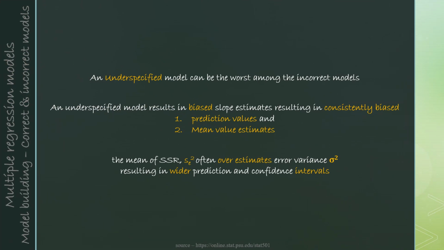An underspecified model can be the worst among the incorrect models. An underspecified model results in biased slope estimates, which in turn results in consistently biased prediction values and mean value estimates. In other words, it results in consistently over or underestimated values. In addition, the mean of SSR, SE square, often overestimates error variance sigma square, resulting in wider prediction and confidence intervals.